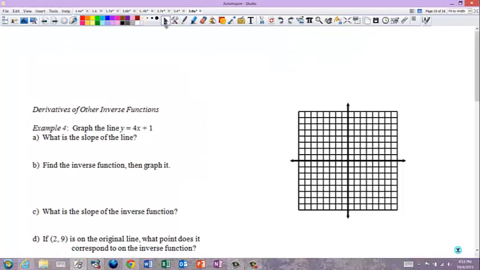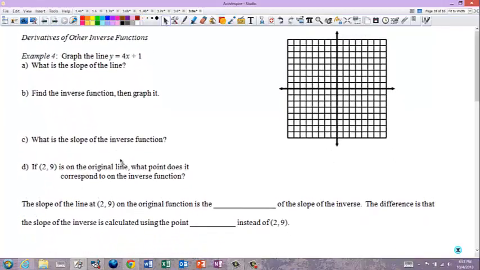Okay, derivatives of other inverse functions. This comes up a good bit on AP, and for whatever reason, every book just completely leaves it out. So here we go. Graph the line y equals 4x plus 1. Okay, I can do that. Up 4 over 1, and down 4 over 1. So there's the line.